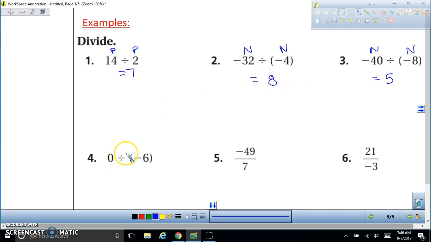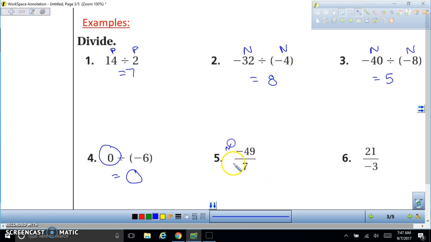4. 0 divided by 6. No sign divided by a negative sign, it doesn't matter because 0 cannot be divided by 6, and the answer is 0. Remember, division can be written as a fraction as well as the division sign. So there's two ways you'll see division.